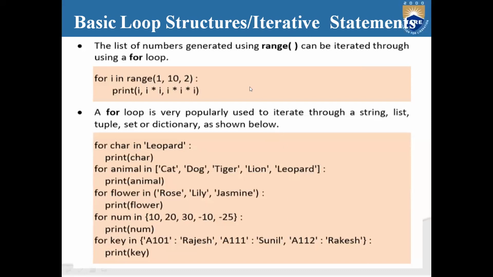Sir, n value, n square value, and n cube value. What will be the output? 1, 3, 5, 7, 9. First it will write 1, 1 square, 1 cube, that is 1, 1, 1. Next value will be 3: 3, 9, 27. Next 5: 5, 25, 125. Next 7: 7, 49, 343.